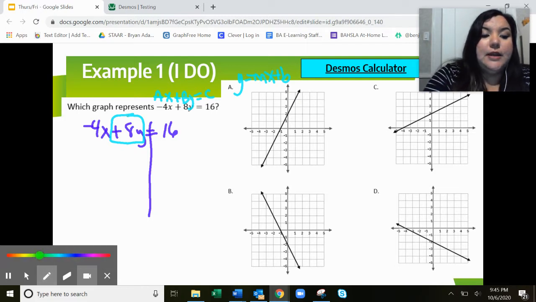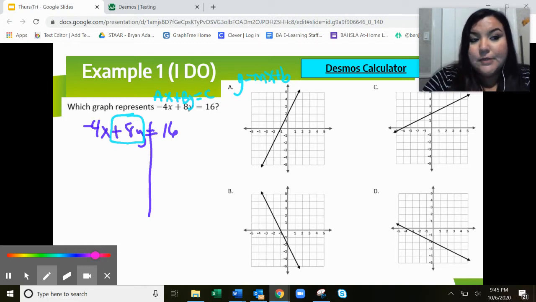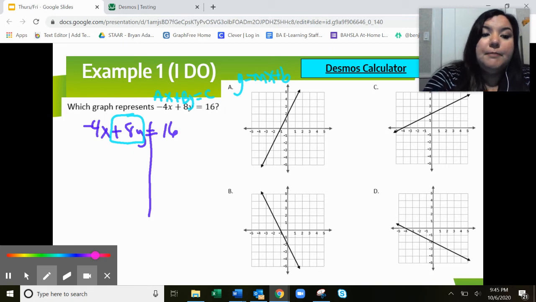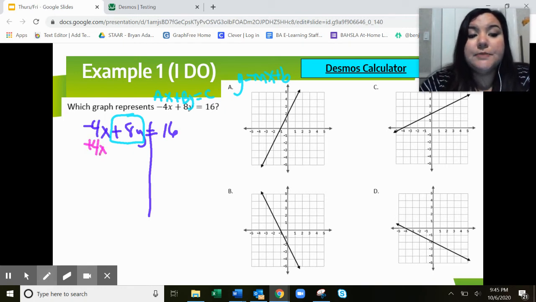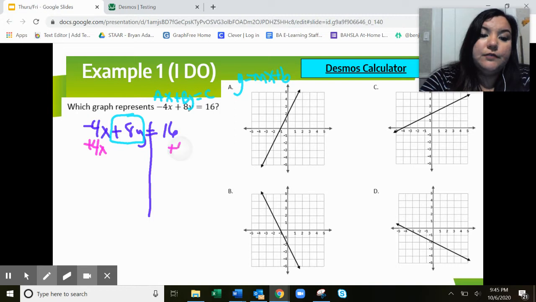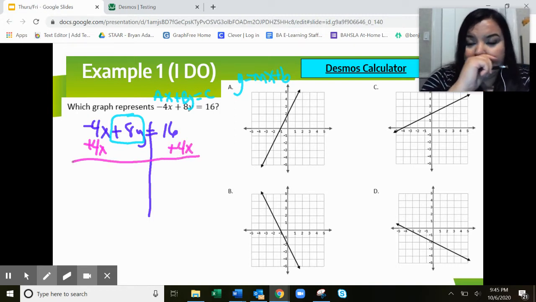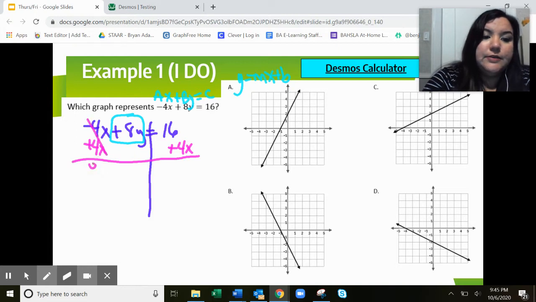So what does that mean? I have to do something to my rest, my 4x, which means I have to move it over. So we have a positive 4x here, so the opposite of positive 4x is negative 4x. So we're going to put minus 4x right at the bottom. Whatever you do to one side of the equal sign, you have to do to the other. Then do minus 4x. We cross that out. Positive 4x minus 4x is just 0.